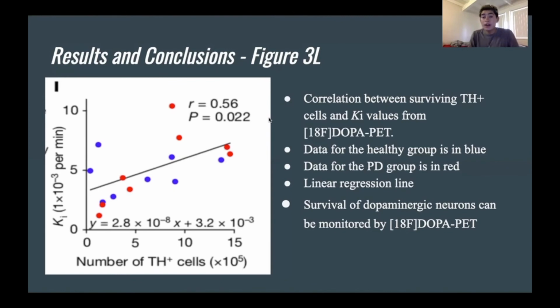The Ki values significantly correlate with the number of surviving TH cells in the graphs, suggesting that the survival of dopaminergic neurons can be monitored by 18F dopa PET, which is really cool, and which is why we're using 18F dopa PET to begin with. And now we know more, and we'll keep going from here.